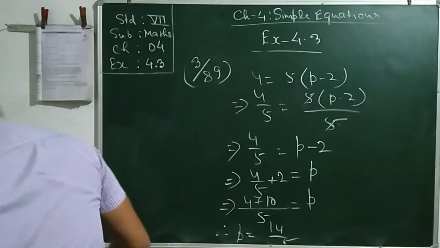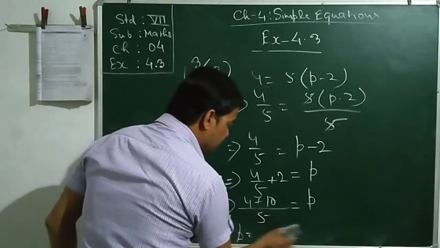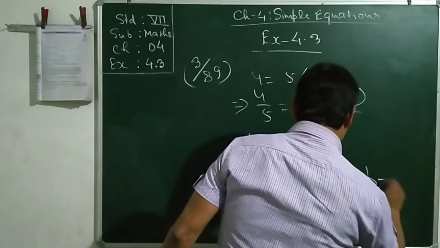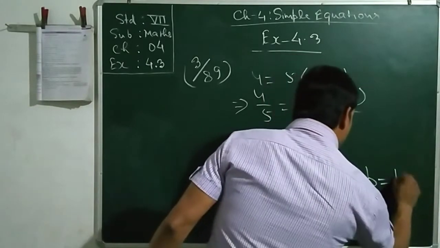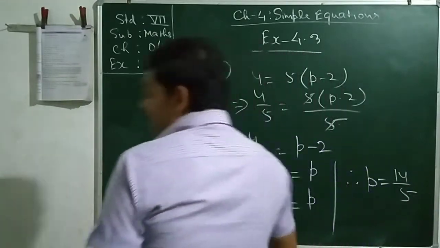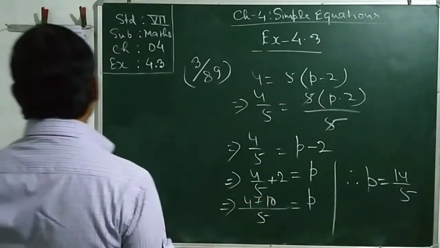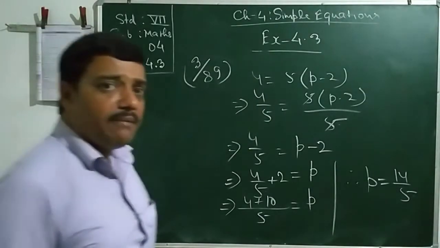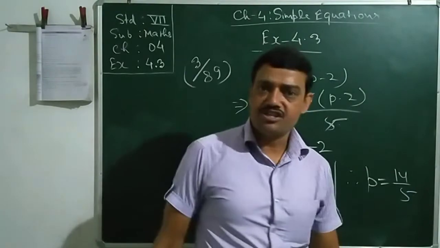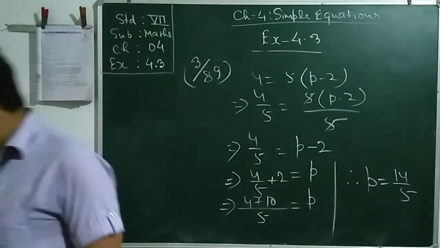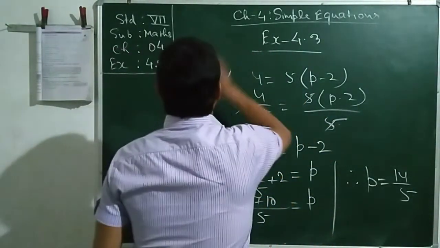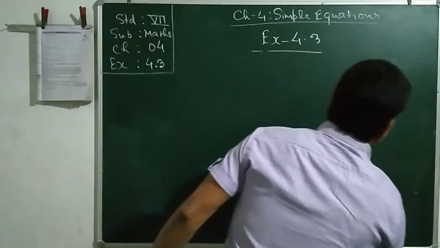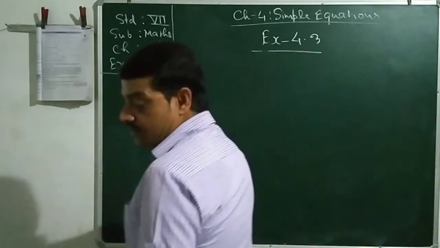If it is not clear, then let me write it clearly here. Therefore p equal to 14 by 5. Similarly, you will solve the remaining sums of 3 number also. And in the 4 number, as I had advised you to construct the equation, I am showing you only the way how to construct the equations. You will construct it yourself. 1 or 2 equations I have been doing here. Remaining you will do yourself.